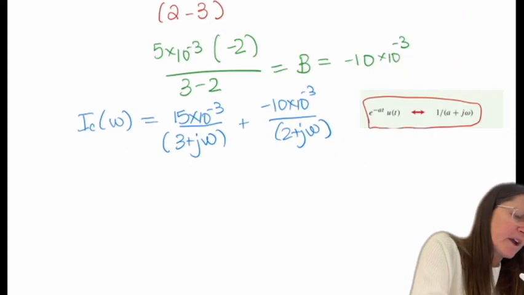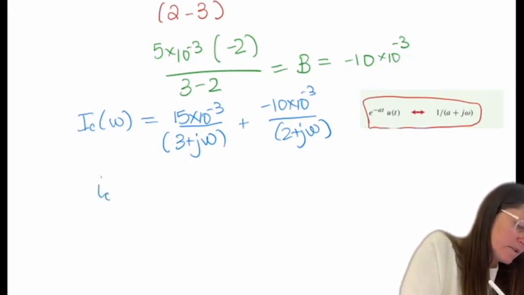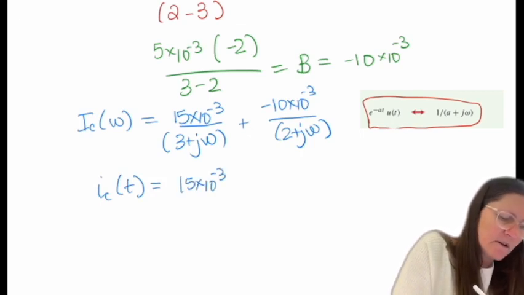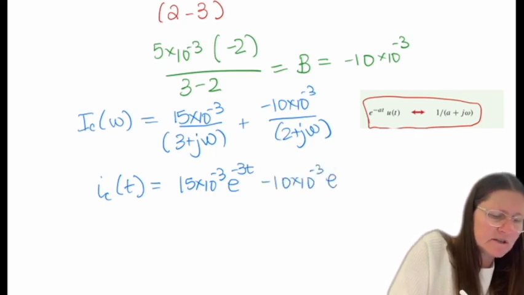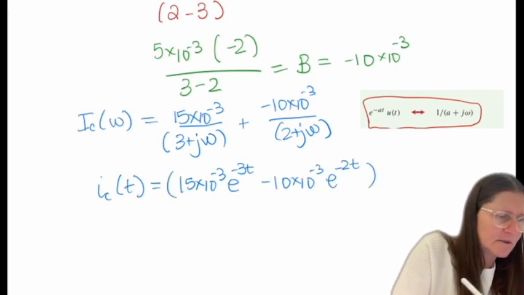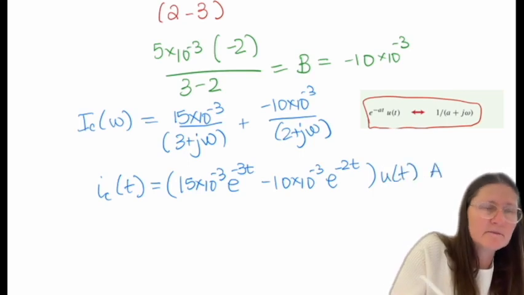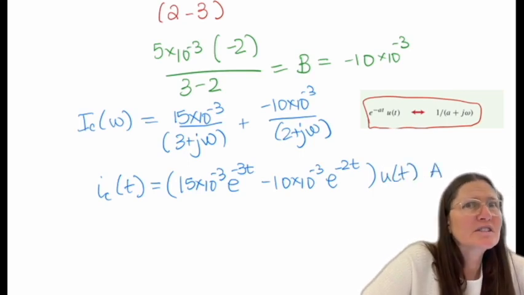And translate this back into the time domain. So IC of t will equal 15 times 10 to the minus 3, e to the minus 3t, minus 10 times 10 to the minus 3, e to the minus 2t times u of t, in amps. Okay, questions?